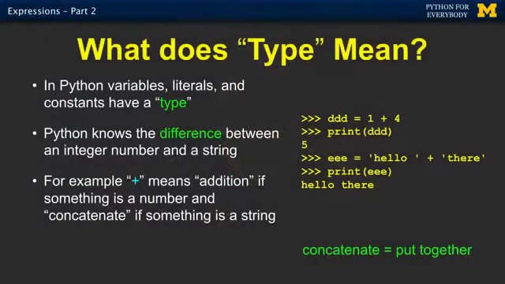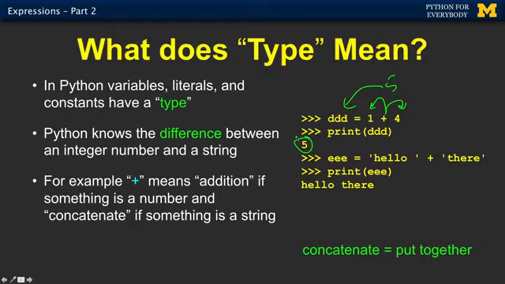And here's a little example code. We have this plus operator. And the plus operator is looking at its two operands, 1 and 4. It's like, oh, those are integers. I know what to do with integers. That means addition. And so it adds this to be 5 and then sticks it into DDD, and out comes 5.